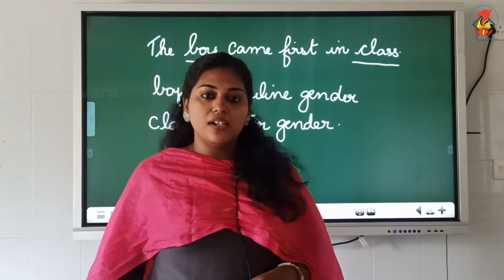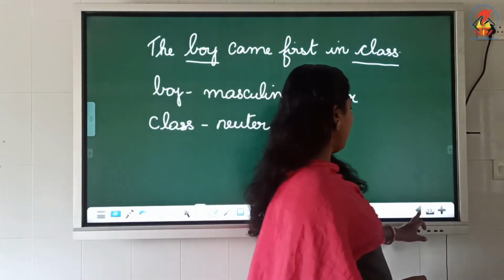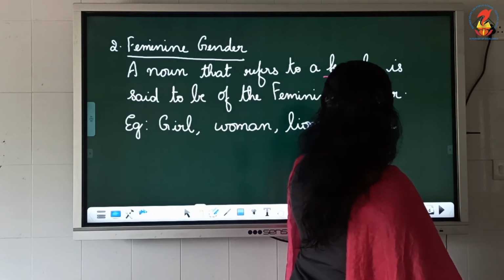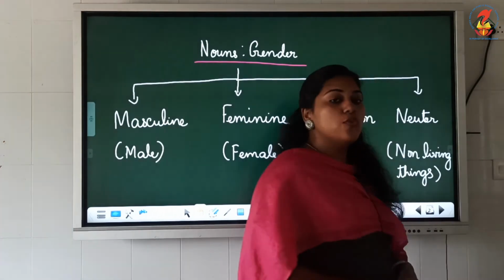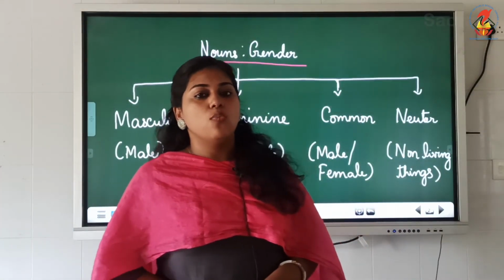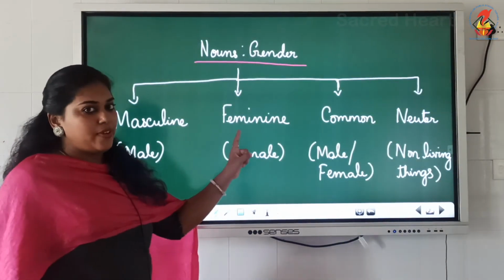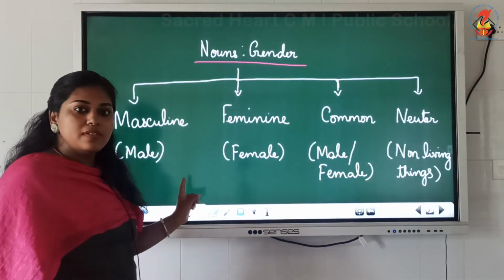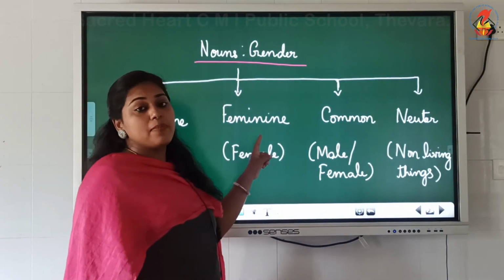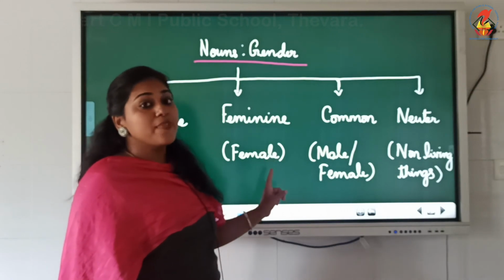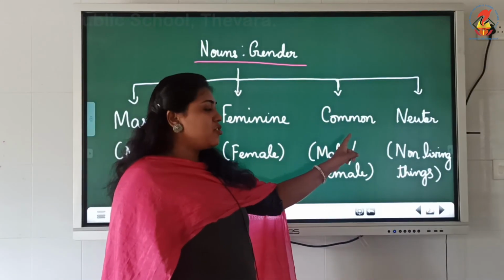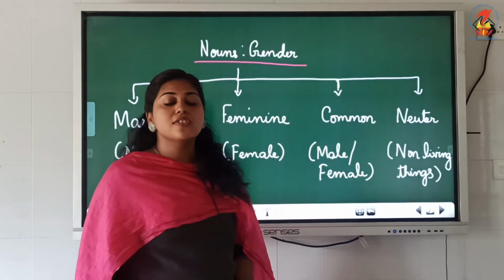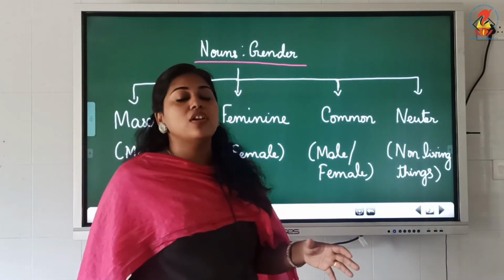So hope you have understood the topic. It's very simple. Before I stop, let's have a recap of what we have learned. There are 4 types of gender, noun's gender. One is masculine, feminine, common and neuter. Masculine gender will refer to a male noun, whereas feminine gender refers to a female noun, and common gender means it can be both male or female. Then the last one is neuter gender, in which we refer to non-living things.